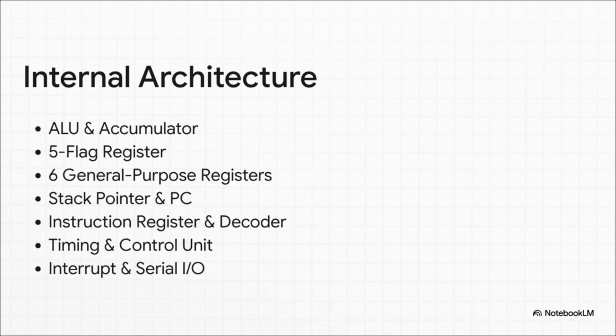We've also got 6 general-purpose registers, B, C, D, E, H, and L, which can cleverly team up and act in pairs. Throw in the stack pointer and program counter to track our position, an instruction register and decoder to read what's coming next, and a timing and control unit to sequence that classic fetch, decode, execute rhythm. All of this is tied beautifully together by internal data and register buses.